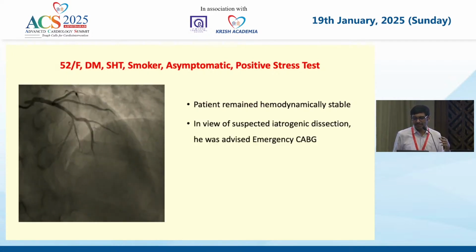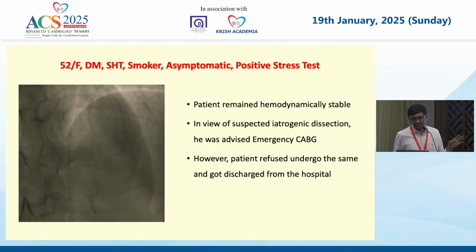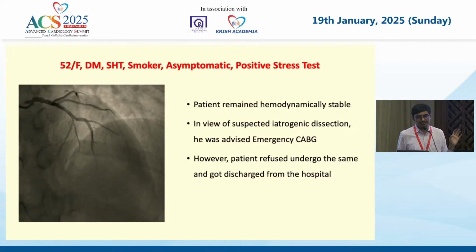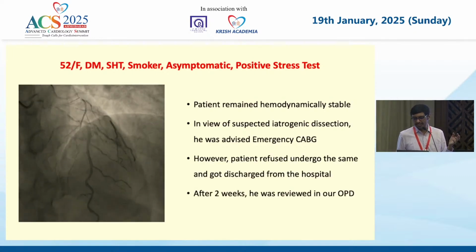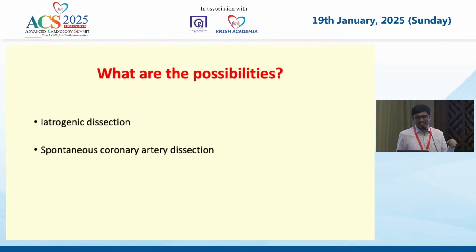In view of suspected iatrogenic dissection, she was advised emergency CABG. However, the patient refused to undergo the same and got discharged from the hospital. Two weeks later, she came to our OPD and was reviewed. So what do you think? What are the various possibilities in this patient? What has happened? The patient absolutely remains stable, nothing. So most probably an iatrogenic dissection, but highly unlikely to remain stable, that type of dissection.